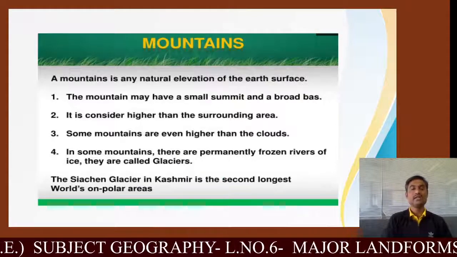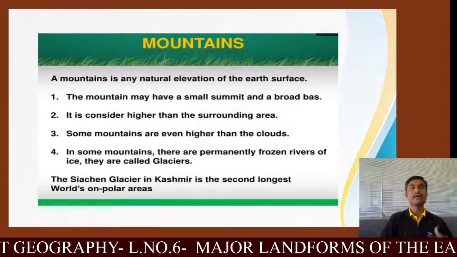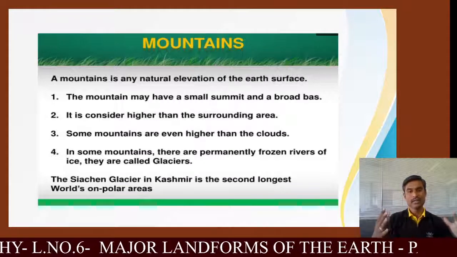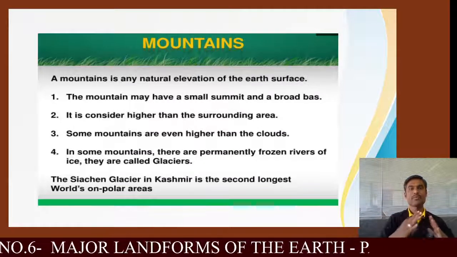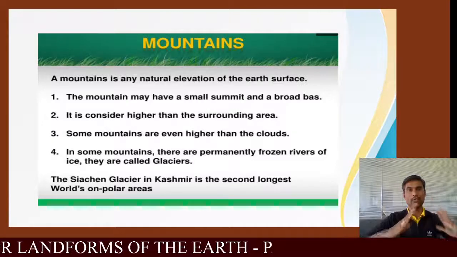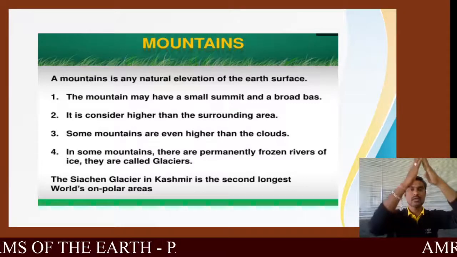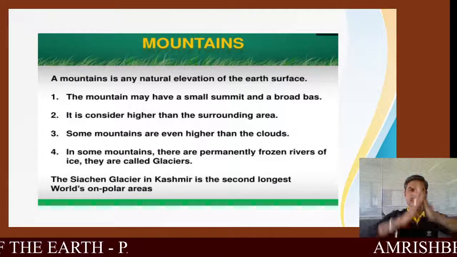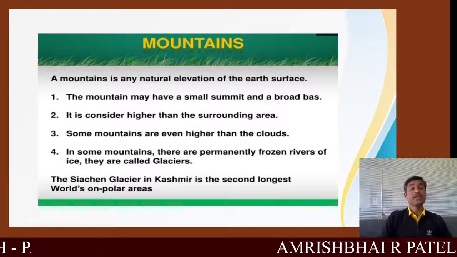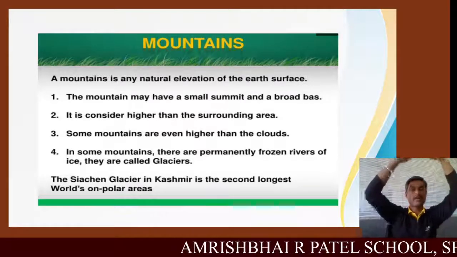A mountain is a natural elevation of the earth's surface. When the internal force of the earth acts on the surface, different things happen inside the earth. When the tectonic plates collide with each other, slide against each other, or get diverted, elevation happens. Elevation means height. A mountain may have a small summit and a broad base. It is higher than the surrounding area, which is plain.